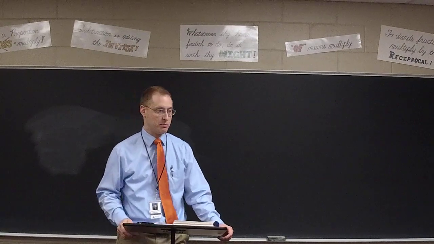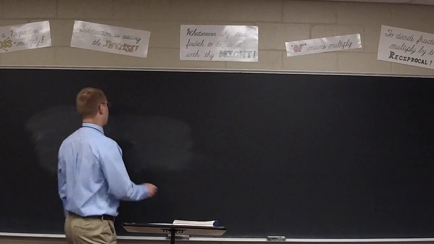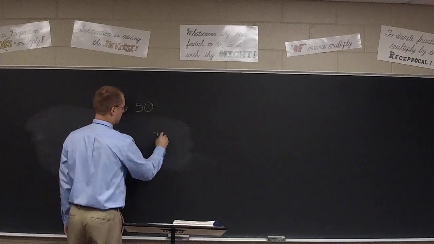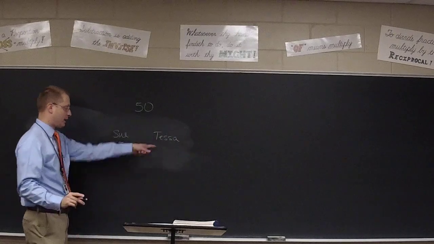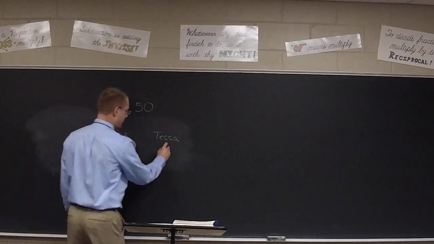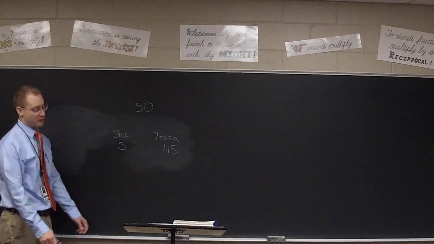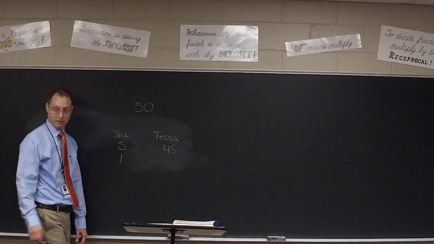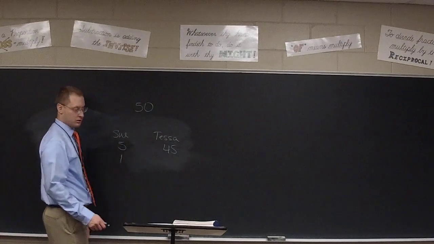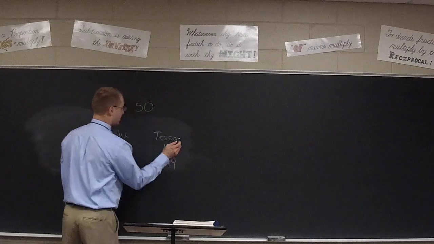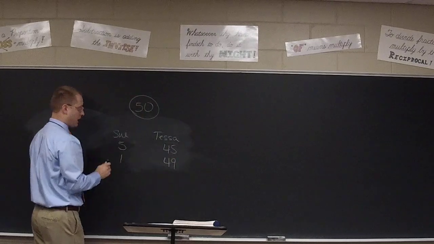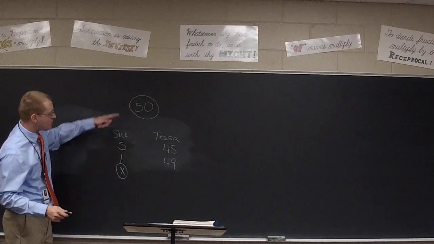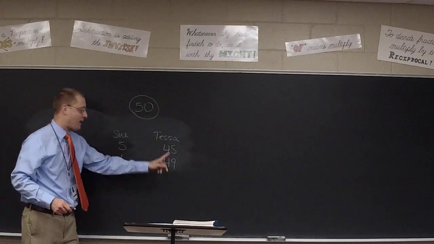Make up a number. Okay, Brecken, how many books does Sue have? Sue has 5 books. If that's true, how many does Tessa have? 45. All right, back to you, Gavin. Pick a different number. How many books does Sue have? One book. How many does Tessa have? 49. All right, so if we know they have 50, and then we also know that Sue has x, what do we keep doing with these two numbers to get that one?